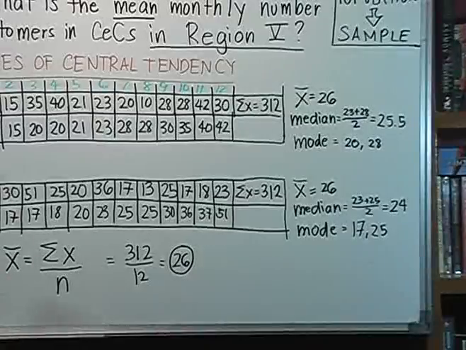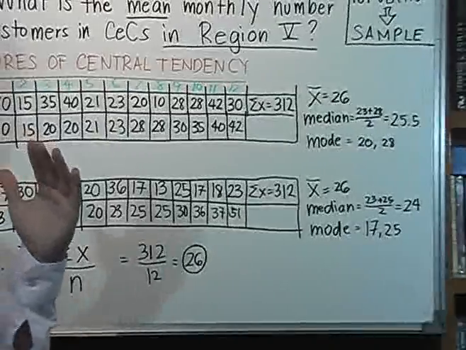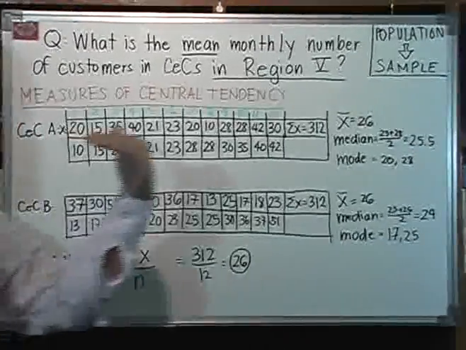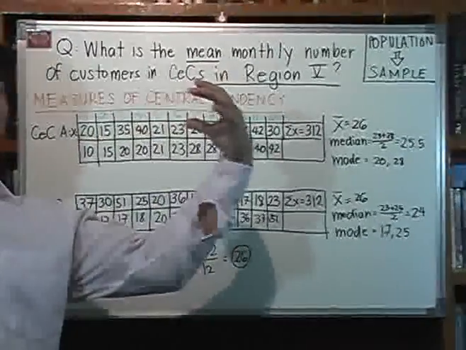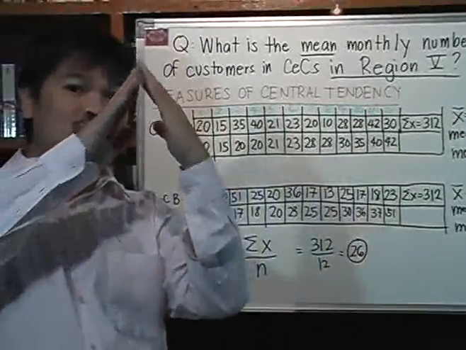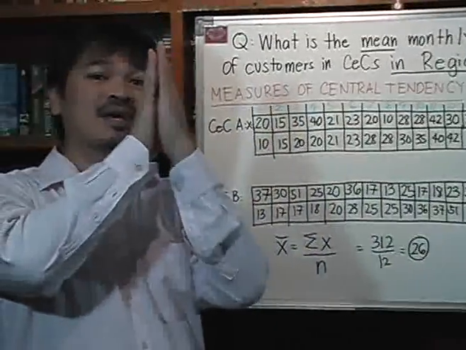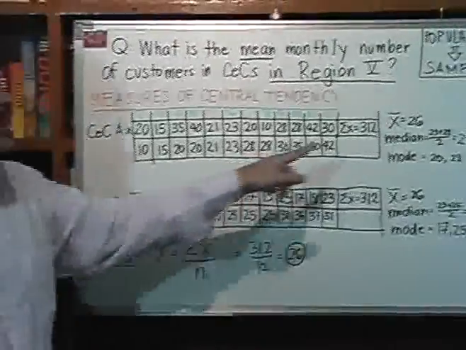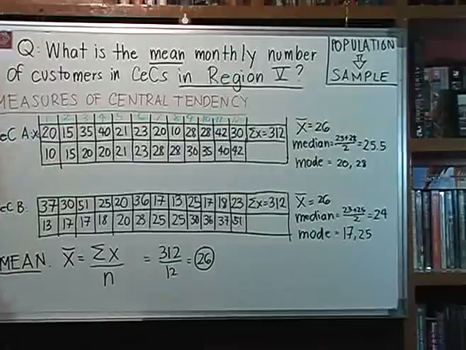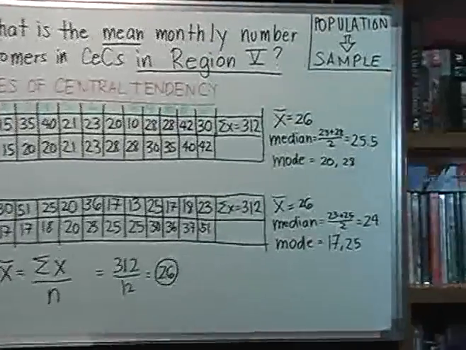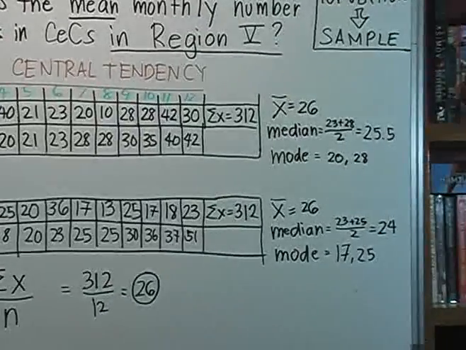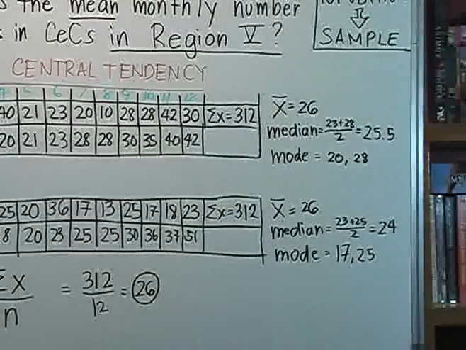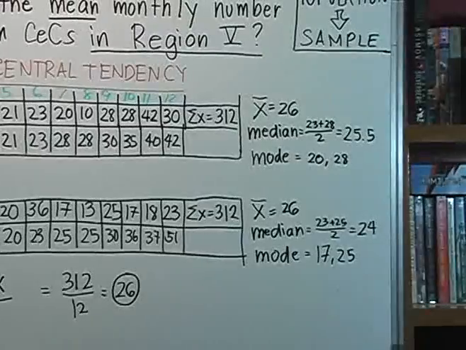So, in summary, measures of central tendency are those measures where you will see a cluster of different measures tend to converge at a central value. In this case of CECA and CECB, the mean is 26. So you can say that at least for the samples of CECA and CECB, the mean monthly number of customers in the CEC is 26.